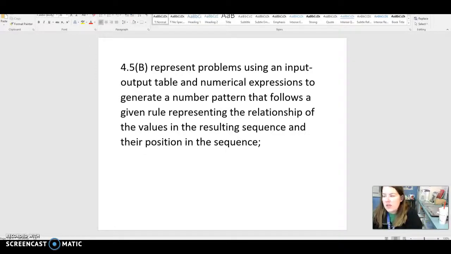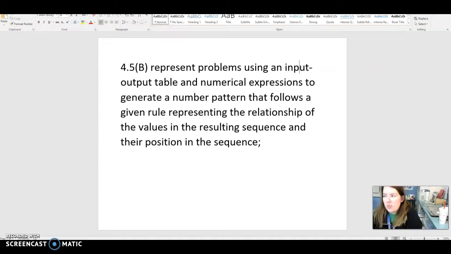So we have a new TEK today. This is our TEK 4.5b. It says represent problems using an input-output table and numerical expressions to generate a number pattern that follows a given rule representing the relationship of the values in the resulting sequence and their position in sequence. That's a whole lot of information, but we are mainly going to focus on this input-output table section, and we're going to be focusing on figuring out what rules these different tables follow so we can generate some patterns here. So let's take a look.